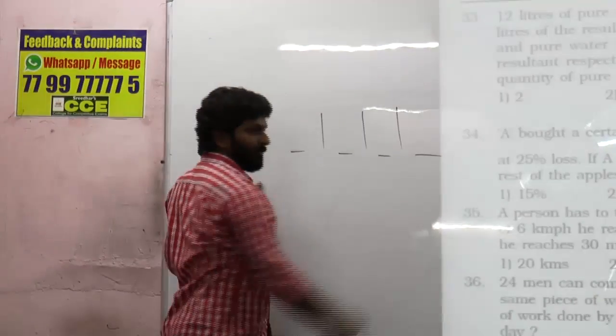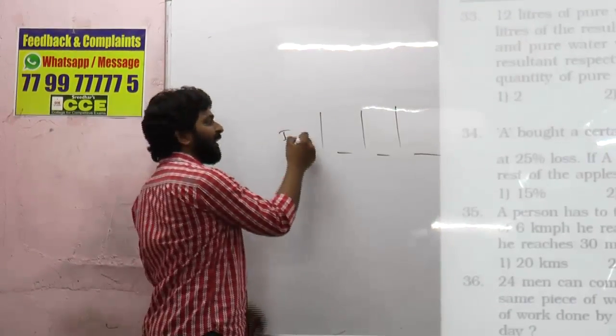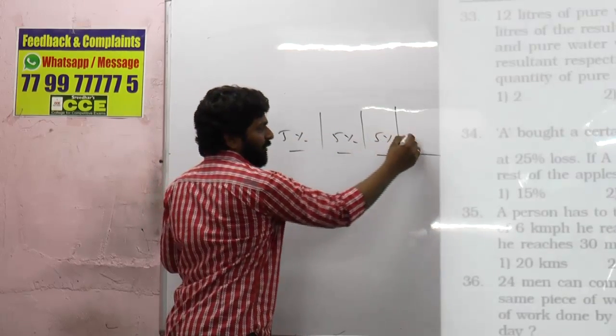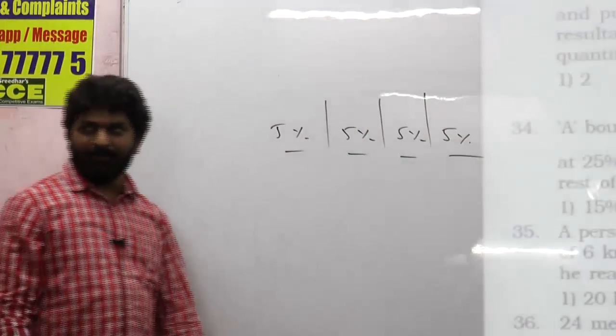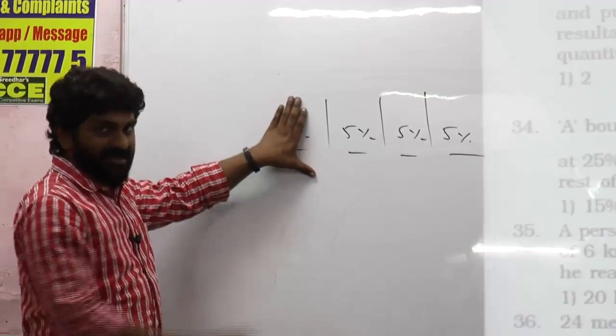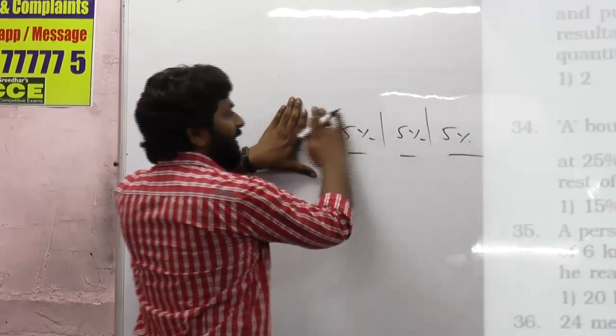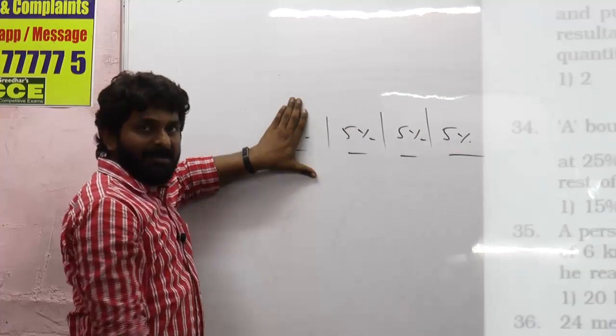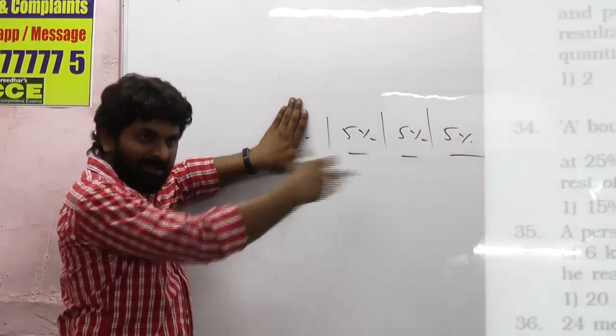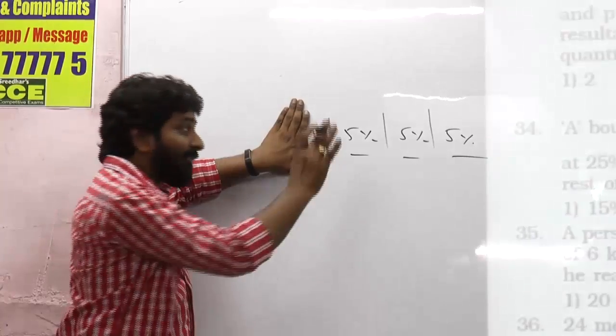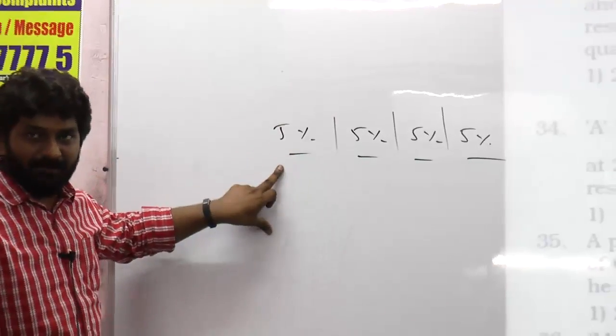So let's see, I have 4 parts here. 1, 2, 3, 4. If I get 5% on every part, total will also be 5% profit, right? Out of this, the first is already sold. Now you are asked about these 3 parts. Now I need 5%, 5%, 5% from the remaining 3 parts, and that will be my final answer if I get 5% profit on the first part.